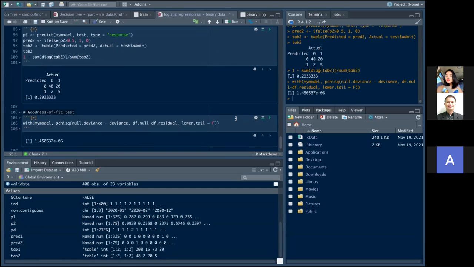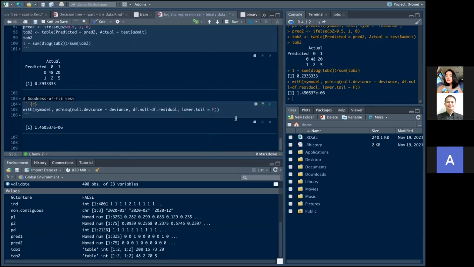This just tests our model, the goodness of fit, and it tells us that our P1 model, our prediction model for P1, is okay. So this means that the probability that the model is not good is very, very small. I'll explain that in greater detail next time. So guys, are there any questions?